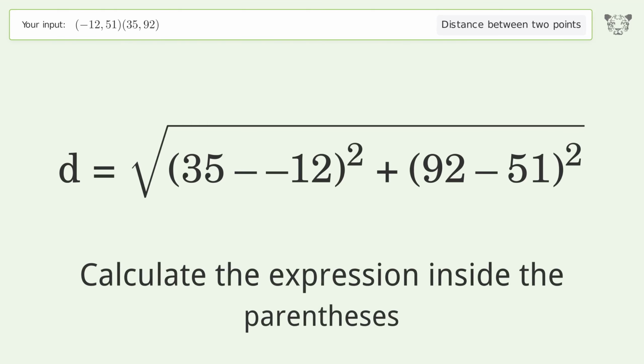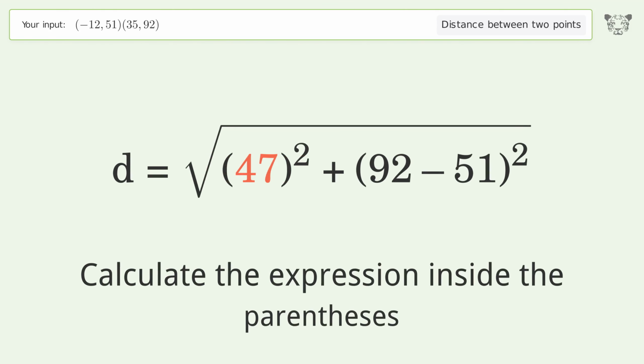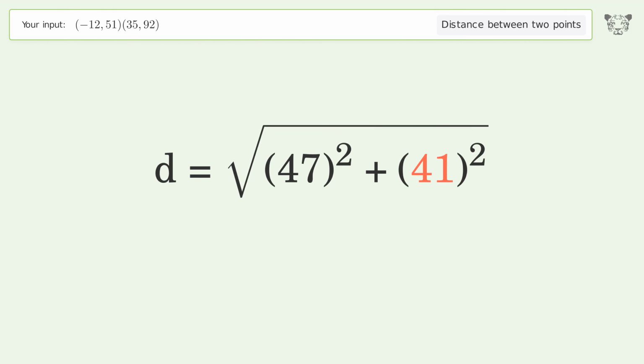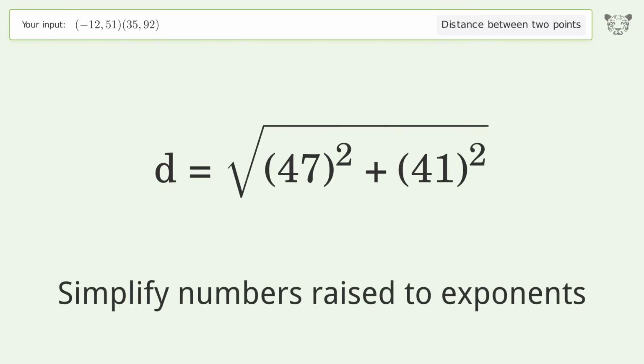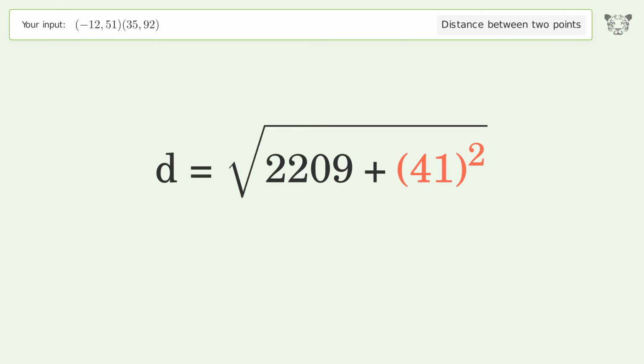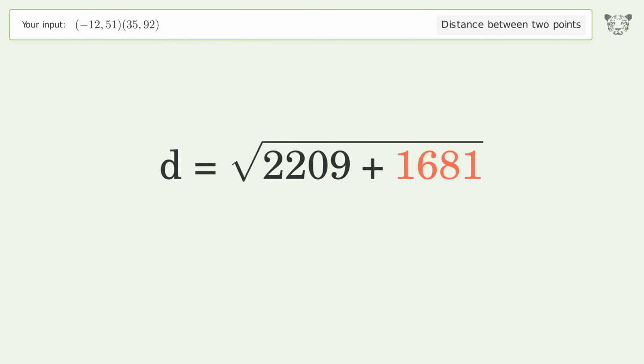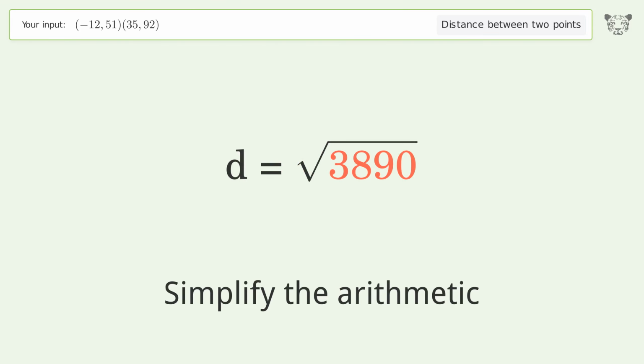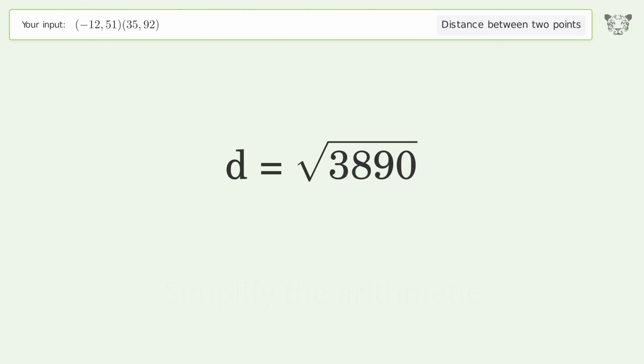Calculate the expression inside the parentheses. Simplify numbers raised to exponents. Simplify the arithmetic. And so the distance between the 2 points is the square root of 3,890, or 62.37.